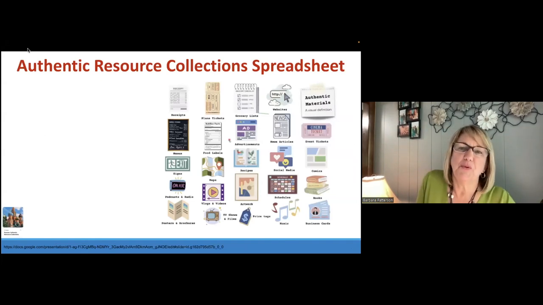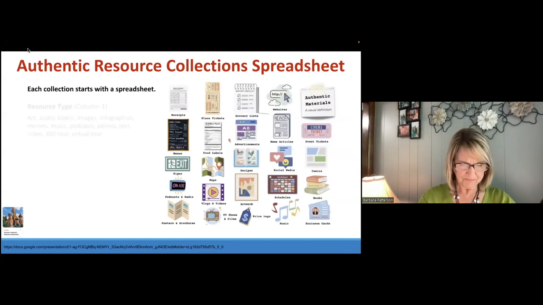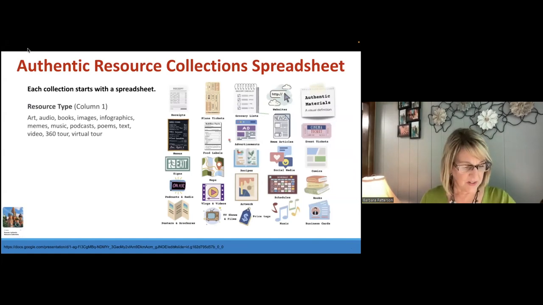Each authentic resource collection starts with a spreadsheet that contains the resource type, a title, and a brief description of each resource. The first column contains one or more resource types embedded in that site. The resources can be art, audio, books, images, infographics, memes, music, podcast, poems, text, video, 360 tour, and or virtual tour.